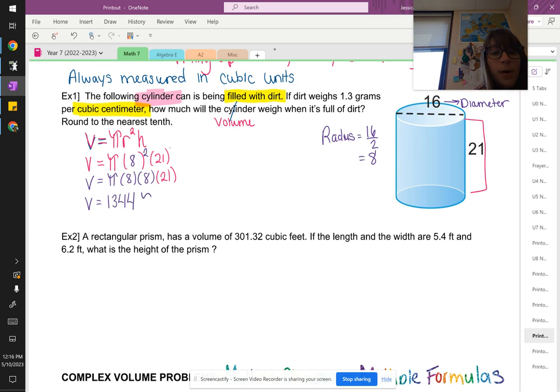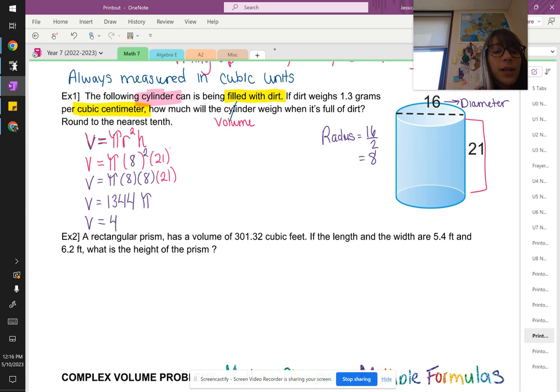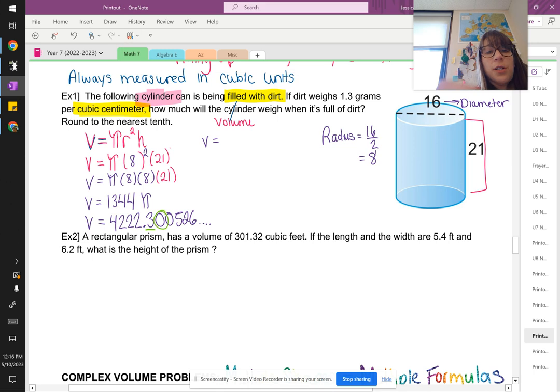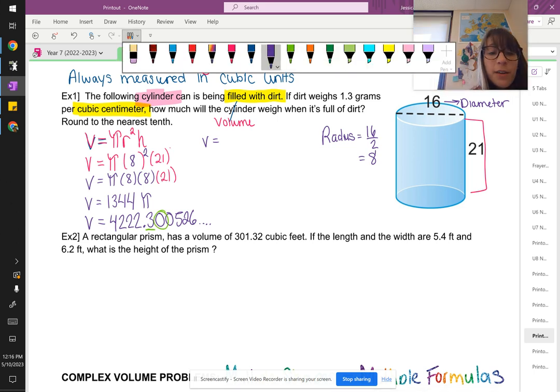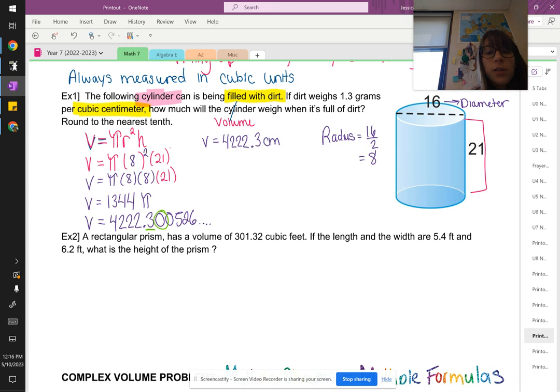1344 times pi. Right there, we have our final answer if the directions had said in terms of pi, which, spoiler, they did not. They asked us to round. So hitting the times pi in my calculator gives me 4,222.300526, and I'm just going to end that with a dot, dot, dot. Rounding that to the nearest tenth, the 3's in the tenths place, the 0 tells it to chill. So I have a V equals, or a volume, of 4,222 and 3/10 centimeters cubed.